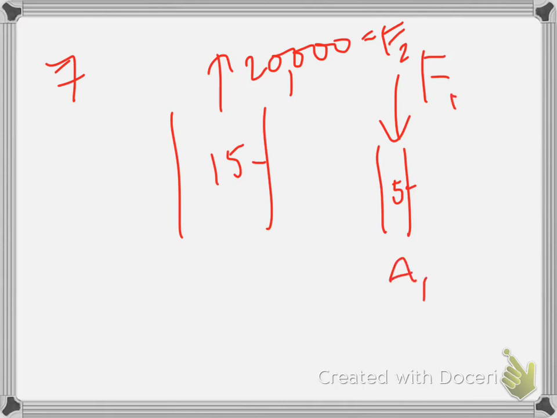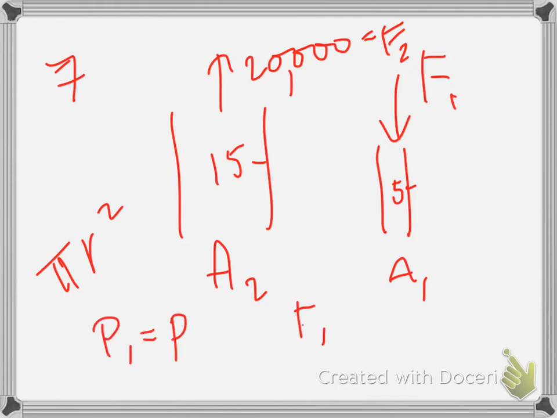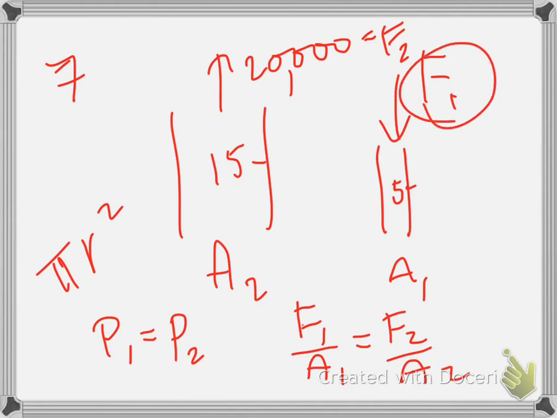We can find A1 and A2 from pi r squared. Not a big deal. And then you use Pascal's principle, Pascal's law, where the pressures are equal in these closed systems. So we say F1 over A1 equals F2 over A2. Do the math, figure out what F1 is. I got 2.2 times 10 to the 3.